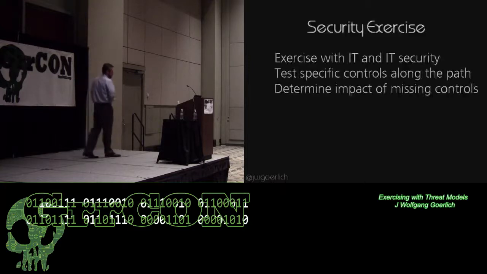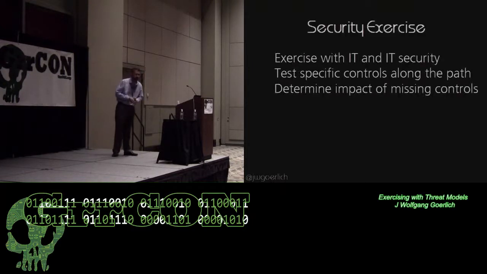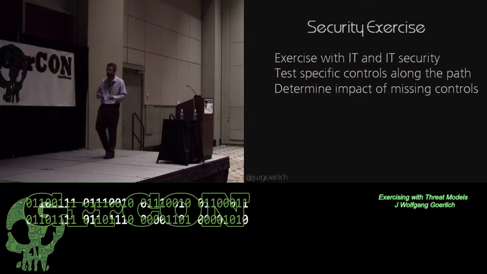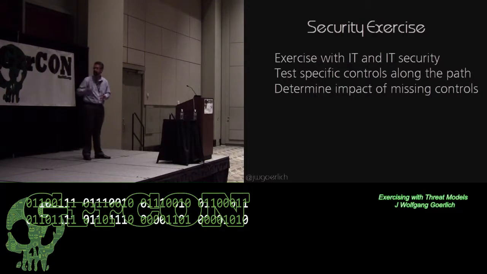And that's what we do, right? Security exercise, again, we do it with IT and IT security. Ideally, the exercise should be something very simple, right? Something that an IT person could perform themselves, something that does not need a pen tester. You don't need a third party to do this, something that's low risk. We're going to test specific controls along that path and also look at the impact of missing controls.